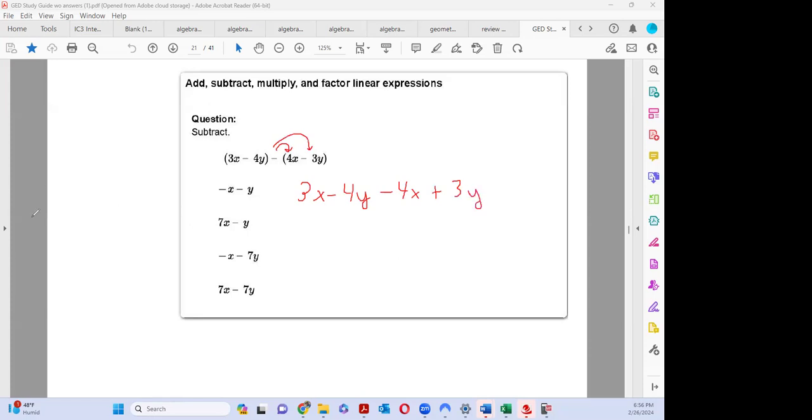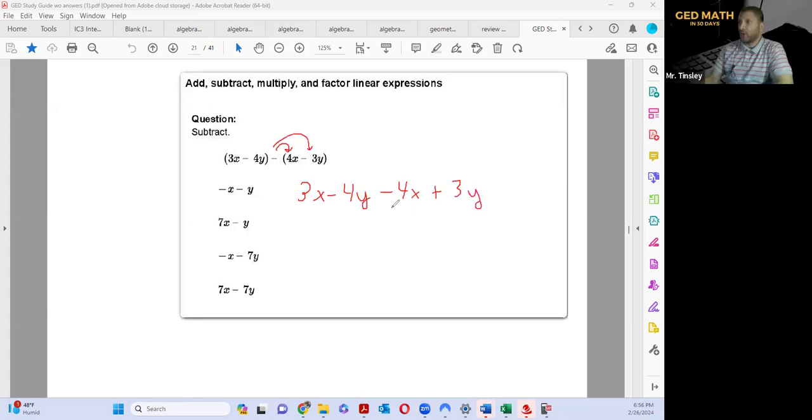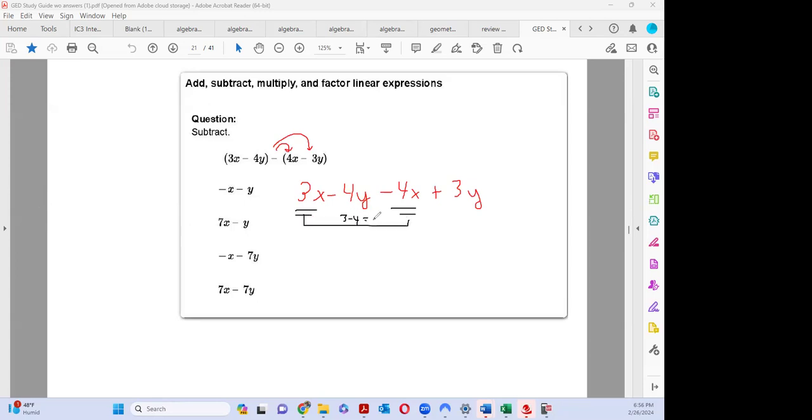Now, like terms, right there, right there. 3 minus 4 is negative 1.